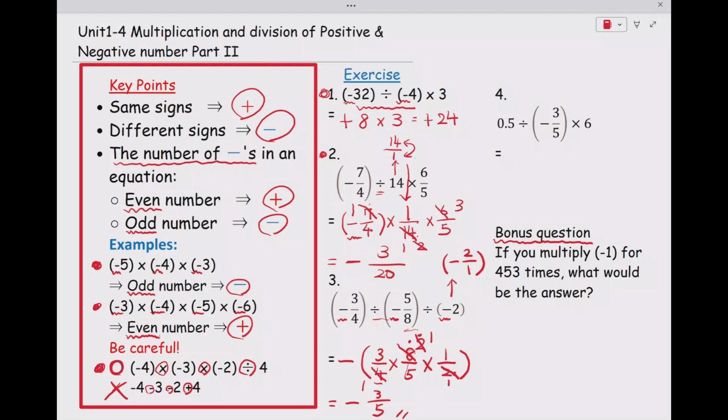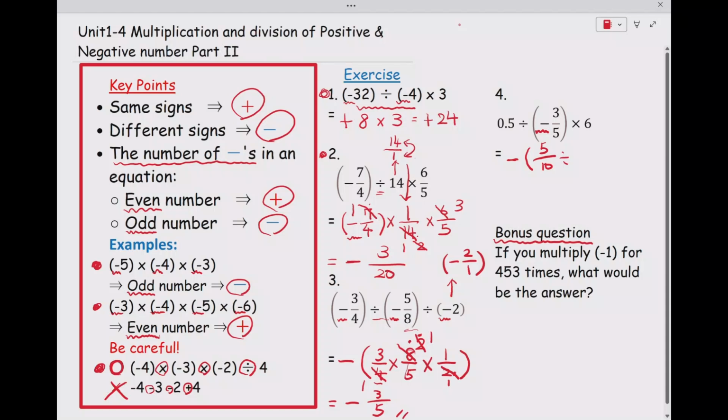First, the signs. The number of negative numbers is 1, which is an odd number. Therefore, the sign of the answer will be a minus. Next is numbers. Step 1. Convert all the numbers to fractions. 0.5 in fraction is 5/10. Or you can say 1/2. Both are the same. And 6 in fraction is 6/1.